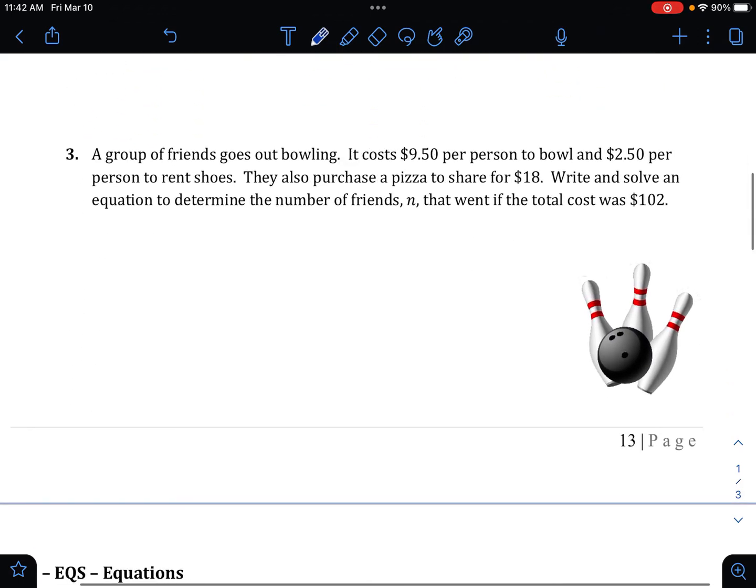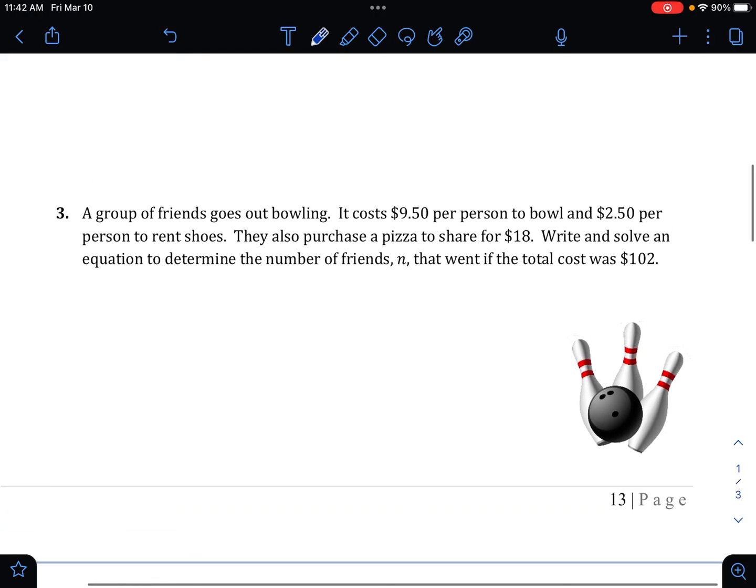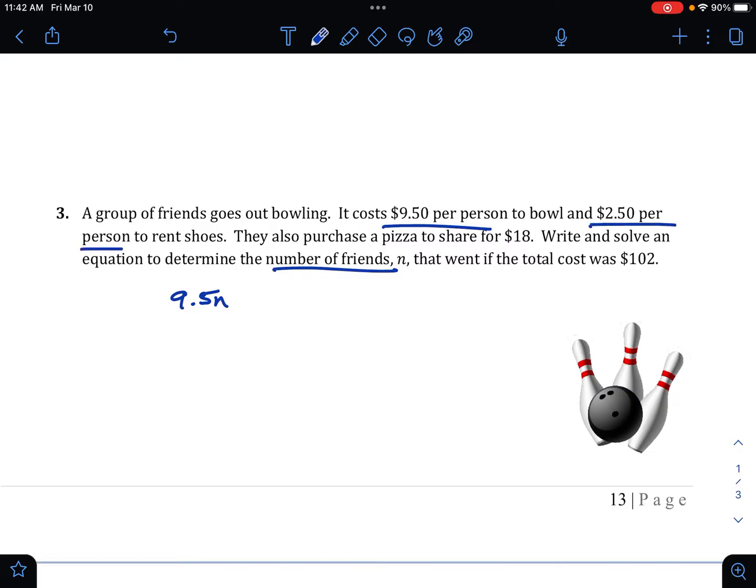And then for the last one, very similar. There's a lot of different pieces added together. There's $9.50 per person, and N is the number of friends. So $9.50 per friend would be $9.50 N. And also $2.50 per person, so another $2.50 for each person. And they purchase a pizza, which is a one-time $18, so it's not per person. And then that equals the total, which is $102. So there's our setup for the equation, and then from there we can solve.